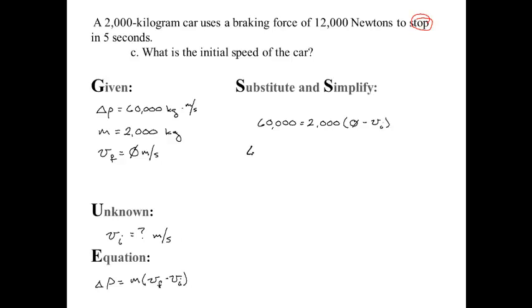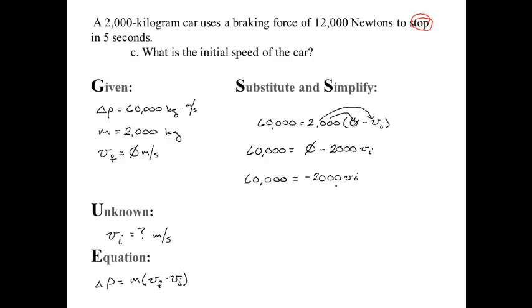Okay, I really can't simplify the left, so I'll just write it again. But I can simplify the right by doing what's called the distributive property. I'll multiply this, and then I'll multiply this. So I get 2,000 times 0 is 0, and then 2,000 times negative VI is negative 2,000 VI. Can I clean up the right side a little bit? 60,000 equals, you know what, the 0 just kind of blows up, negative 2,000 VI.